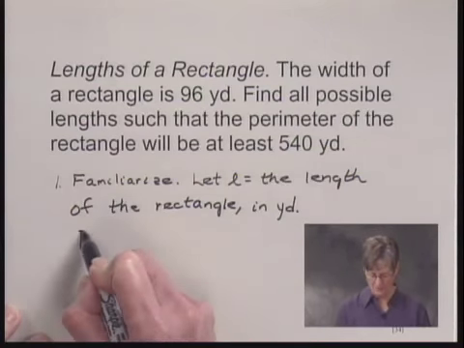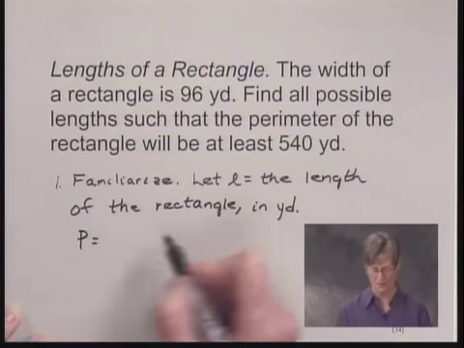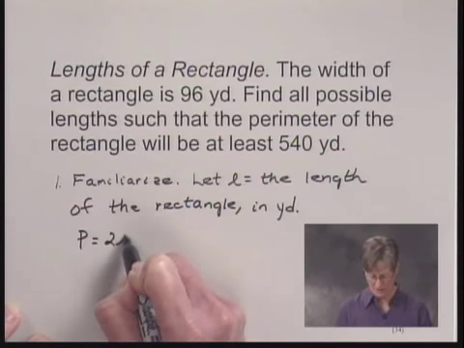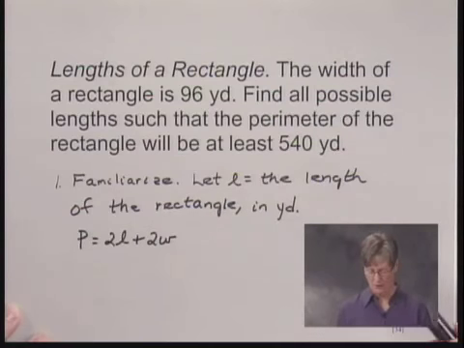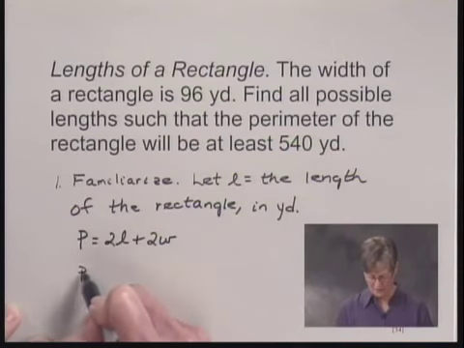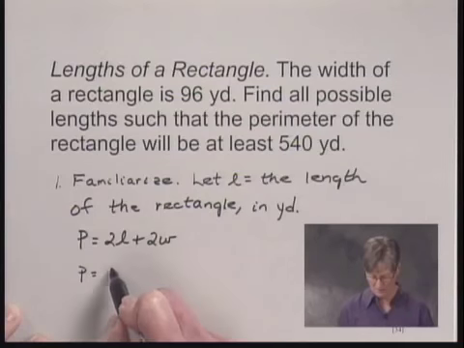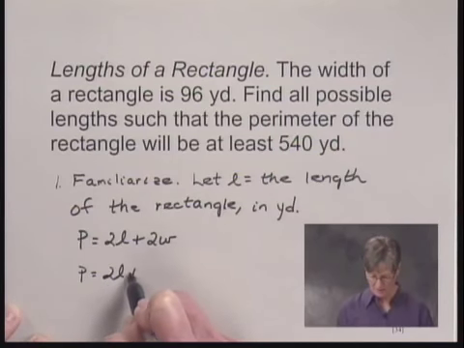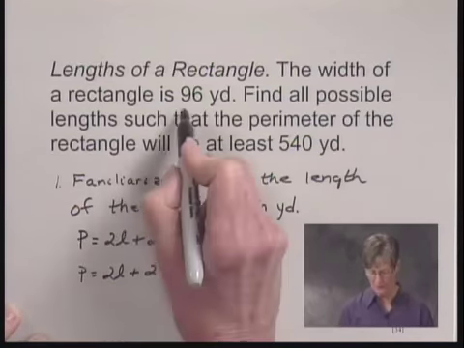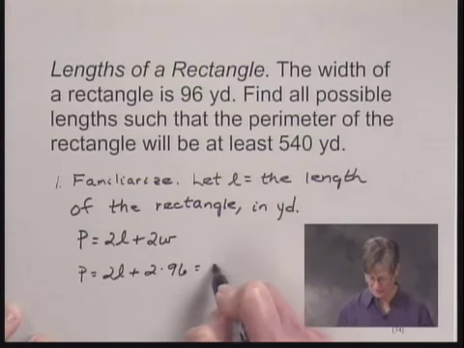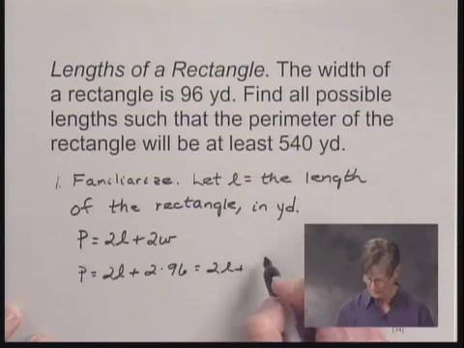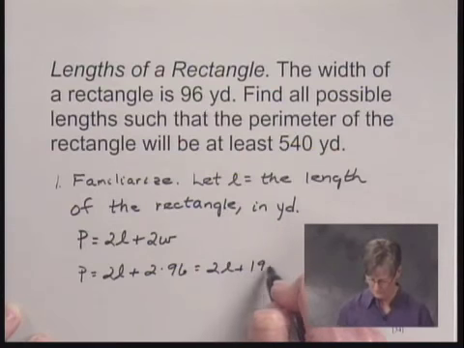Now, we need a formula from geometry to do this. Remember that the perimeter of a rectangle with length L and width W is given by 2 times the length plus 2 times the width. So for our rectangle, the perimeter is going to be 2 times L, which is the length, plus 2 times the width, and we're told that the width is 96 yards. So 2L plus 2 times 96, or 2L plus 192.